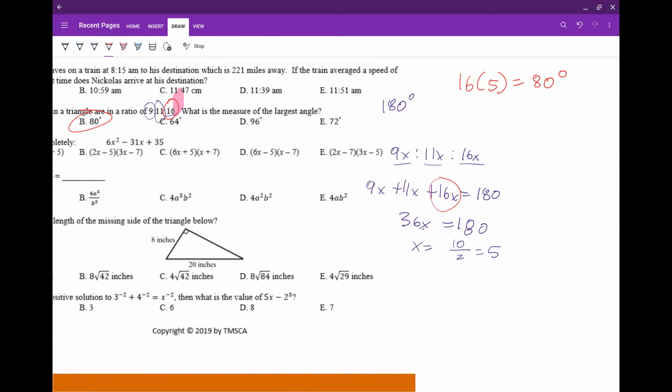And then if you wanted to find the other angles, you just plug it in. So you have a 45, 55, 80 triangle. If you wanted to just make sure that everything's right, you can add them all up, and you get 100 plus 80, that's equal to 180 degrees. That's the correct answer.